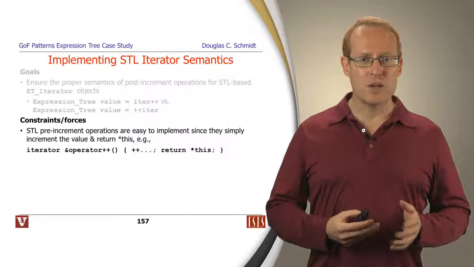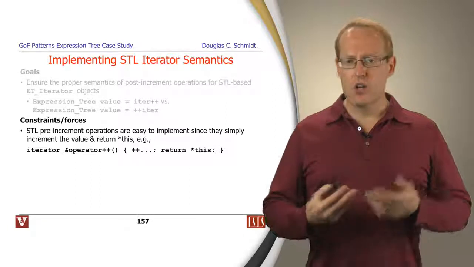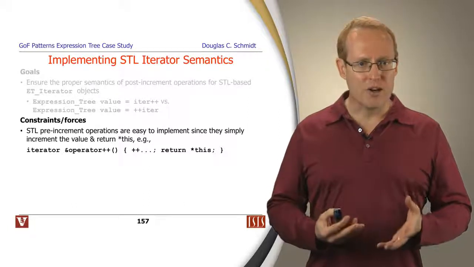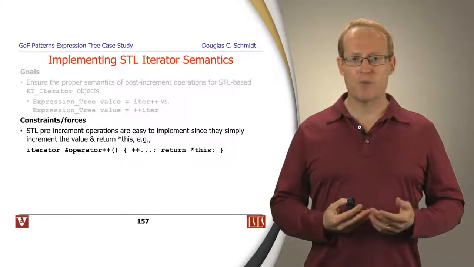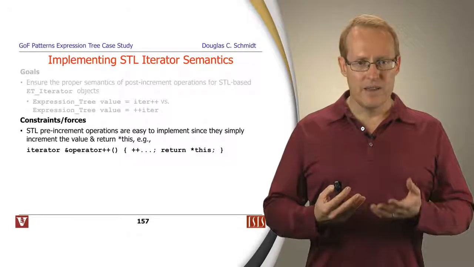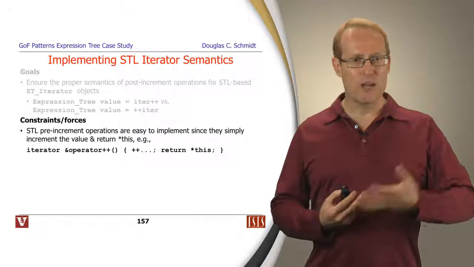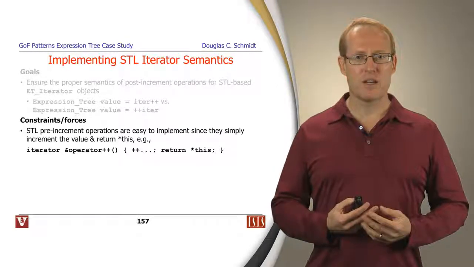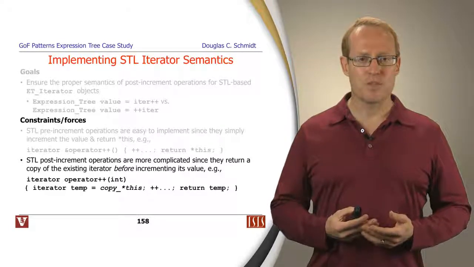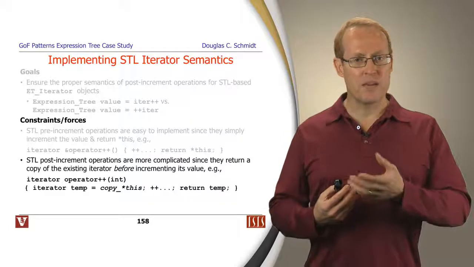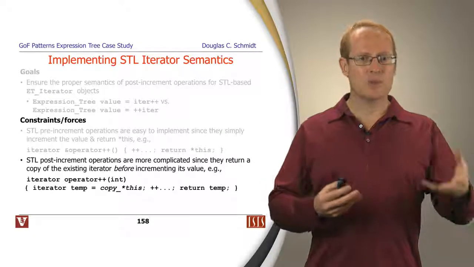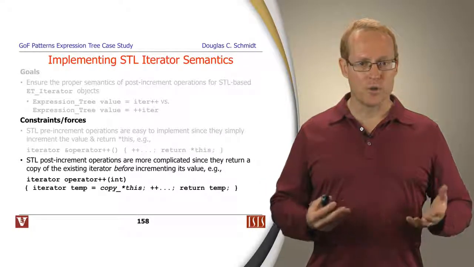And what we want to be able to do is make sure we have the right semantics for this. So here are some of the constraints and forces with STL. It turns out that pre-increment and decrement iterator operations are very simple to implement. All you need to do is, when they're called, they turn around and increment the iterator by 1 and then return a reference to the value that was incremented. Conversely, for post-increment and decrement iterator operations, what happens in that case is you have to first make a copy of what you already had, then increment the iterator, and then return the copy of the old version before you incremented it.